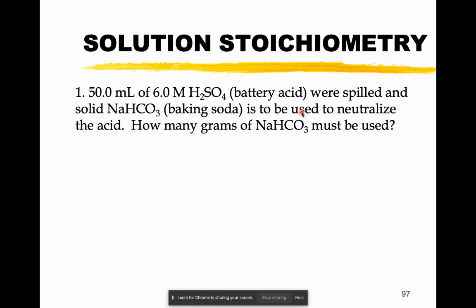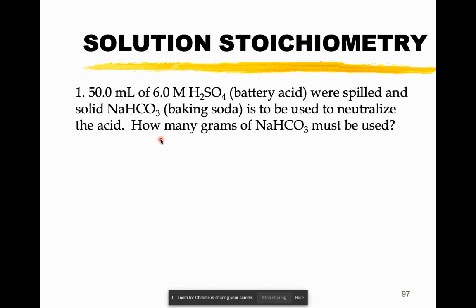Here I have a problem wherein 50 mL of 6 molar sulfuric acid, which is also commonly known as battery acid, was spilled. Solid sodium bicarbonate, or baking soda, is needed to neutralize the acid. So how many grams of sodium bicarbonate must be used?